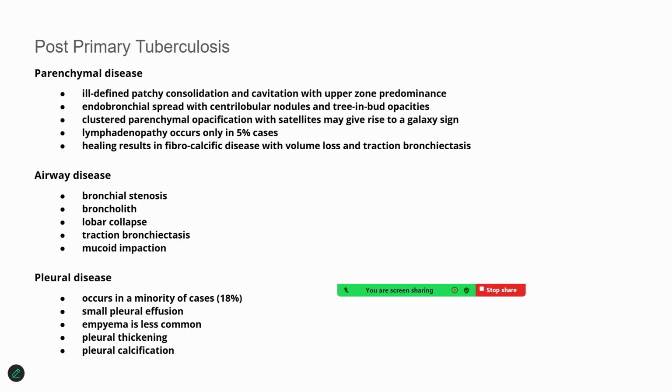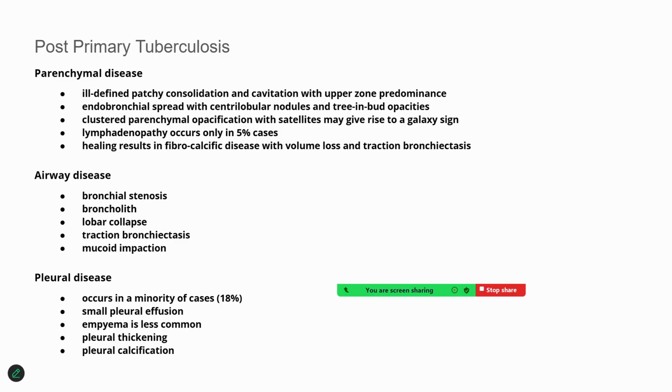Post-primary tuberculosis, which we see quite frequently, again from the radiological point of view, we categorize as parenchymal disease, airway disease, or pleural disease based upon the area involved. Of course, in a typical patient, you will have all three areas involved. The majority of patients would have all three involved. But for the purpose of studying these abnormalities, we categorize them as parenchymal, airway, or pleural changes.